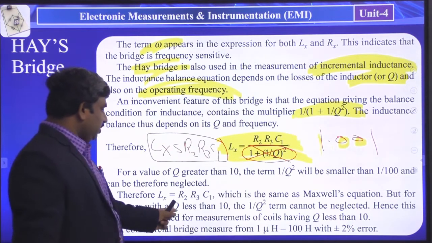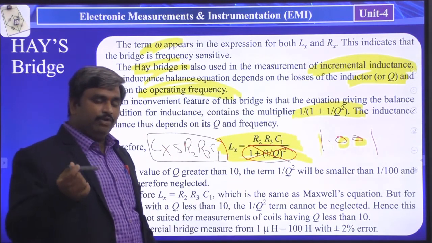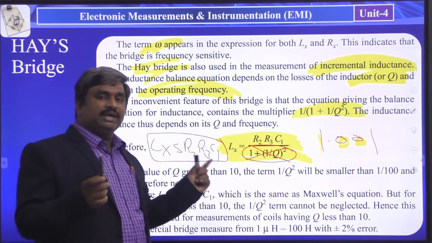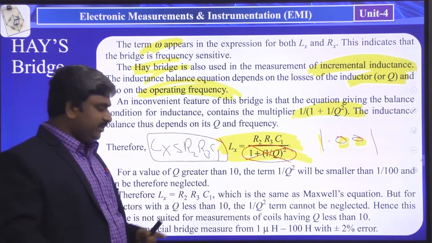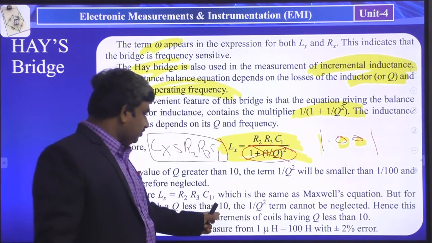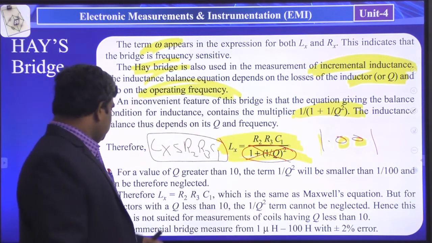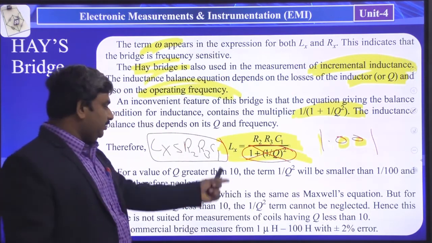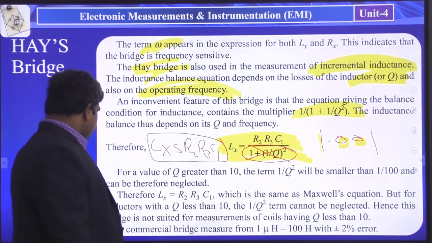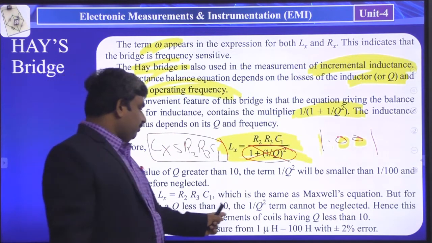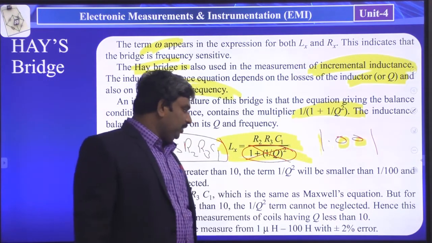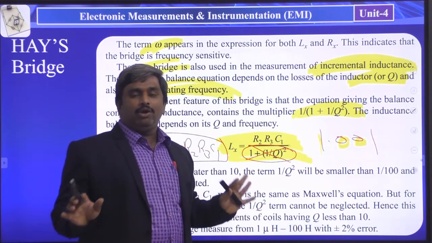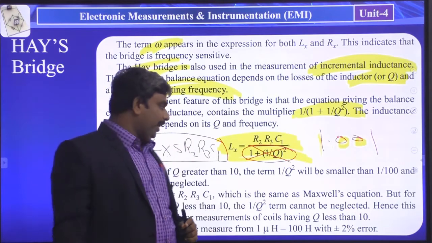But for inductors with Q less than 10, the unknown inductance value is somewhat different from the Maxwell's to Hay's bridge. For coils having Q less than 10, the 1 by Q square term cannot be neglected. Hence, this bridge is not suited for measurement of coils having Q less than 10. So Hay's bridge is not used for low Q values.